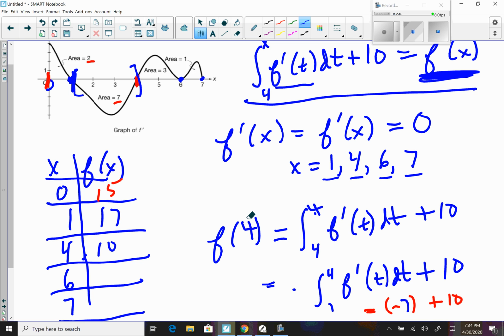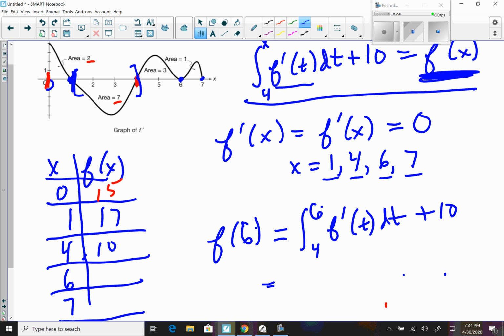Now we replace x with 6. F of 6 is the integral from 4 to 6. And we don't need to switch these because we're starting at 4 and going to a bigger number. Here's 4 and here's 6. The integral from 4 to 6 is 3. That's 3 plus 10, which is 13. And then we replace x with 7. F of 7, we put a 7 there and a 7 there. The integral starting at 4 and going to 7 is 3 plus 1. These are both positive. They're both above the x-axis. The integral from 4 to 7 is 4. So that's 4 plus 10.